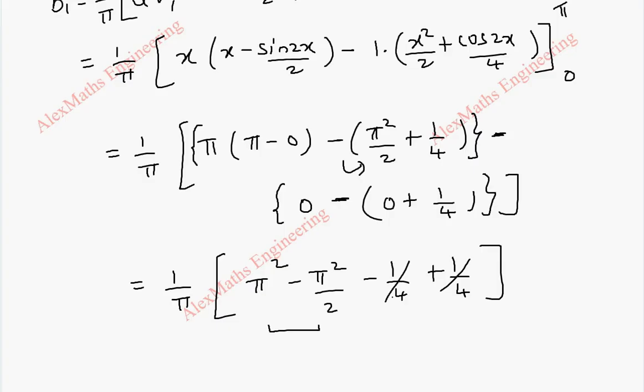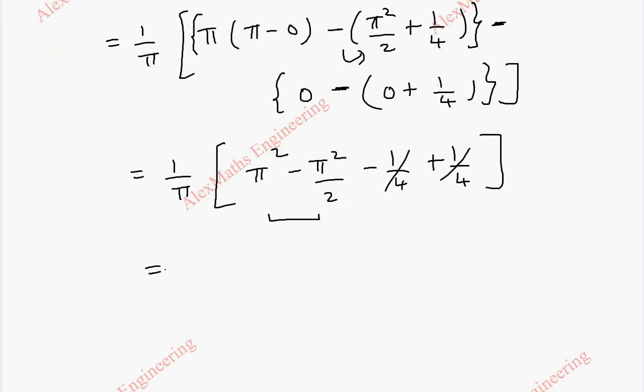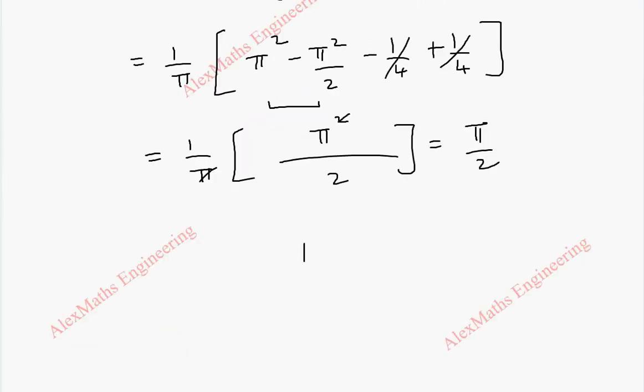So we can simplify this by taking LCM. This is 1 by pi into, LCM is 2, so 2 pi square minus pi square is pi square. So we can cancel this. So finally we are left with pi by 2. So B1 is pi by 2.